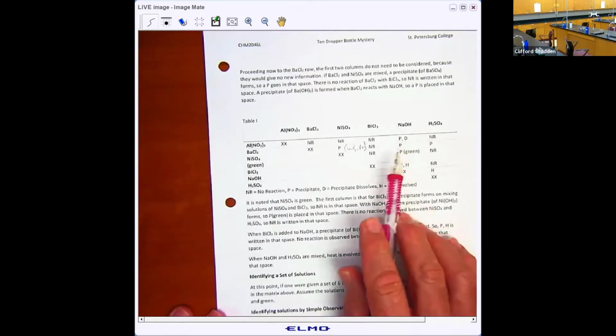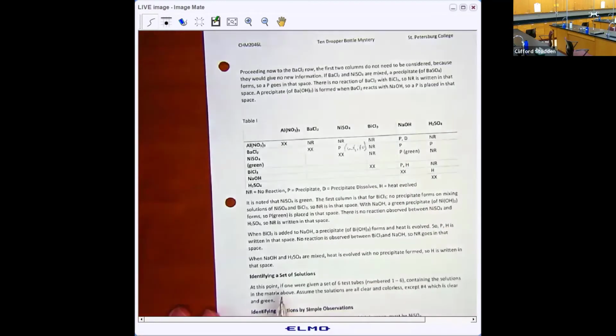So anytime that happens, that you observe when you add excess of the anion and the precipitate disappears, then you would record that as a P comma D. That doesn't happen very often, but there are a couple of the knowns that can do that.